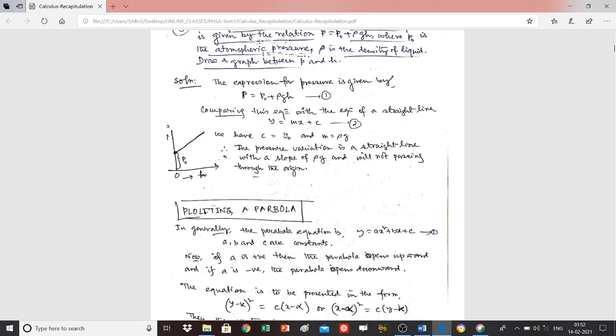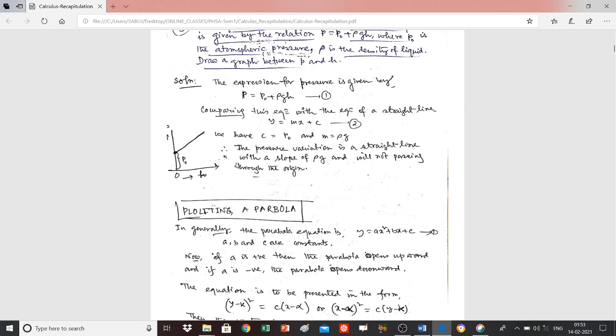And obviously in this case it would be a straight line but not passing through the origin, and that is here, at 0 it is P0. And after that, for values of h, P will increase with the increasing value of h. So this is the straight line. This will actually represent a straight line but not passing through the origin; it cuts the y-axis at P0.